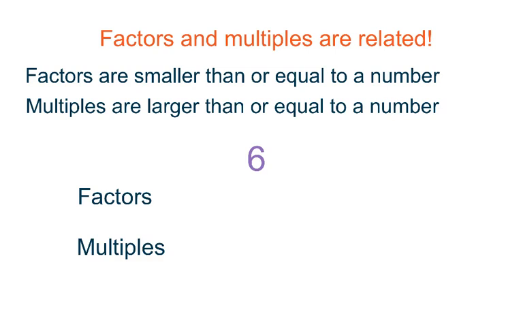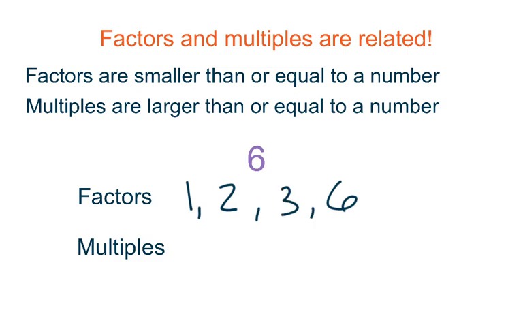So let's look at the number 6, and let's break it down into factors and multiples so we can really see the difference between these numbers. Our number 6 has the factors of 1 and 6, because 1 times 6 gives me 6, and then 2 and 3, because 2 times 3 gives me 6.